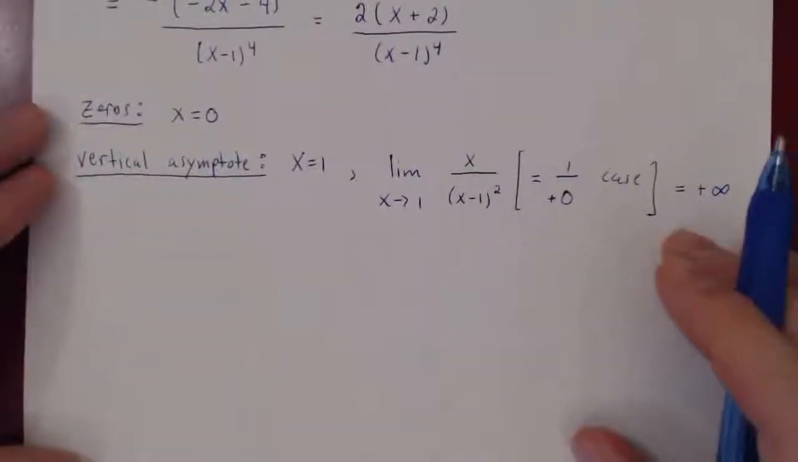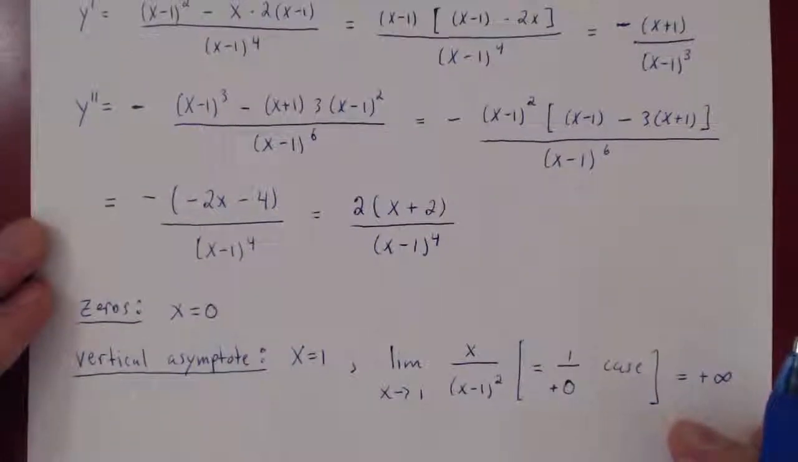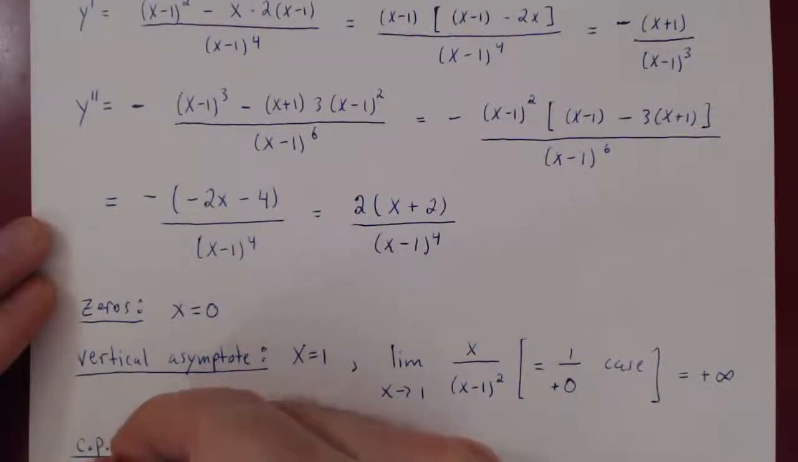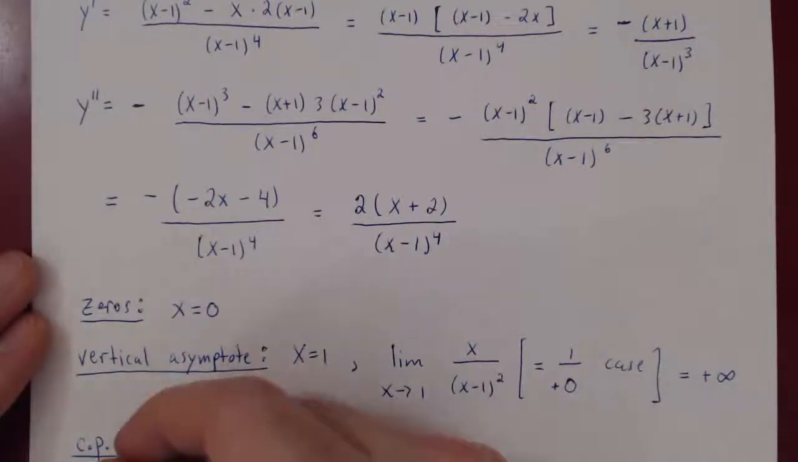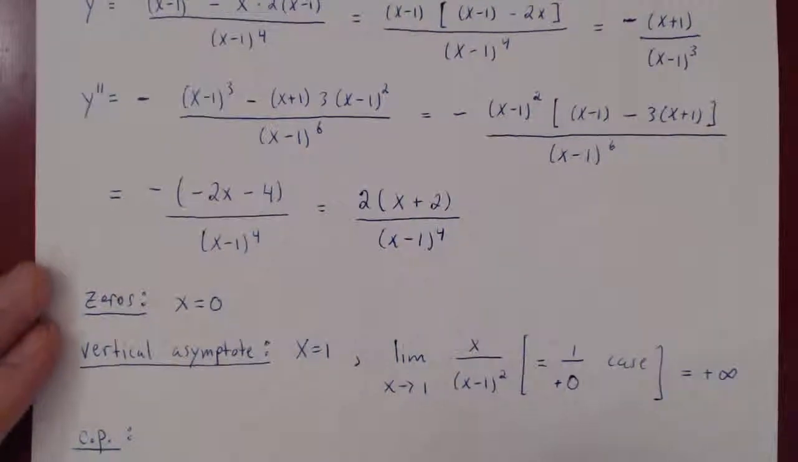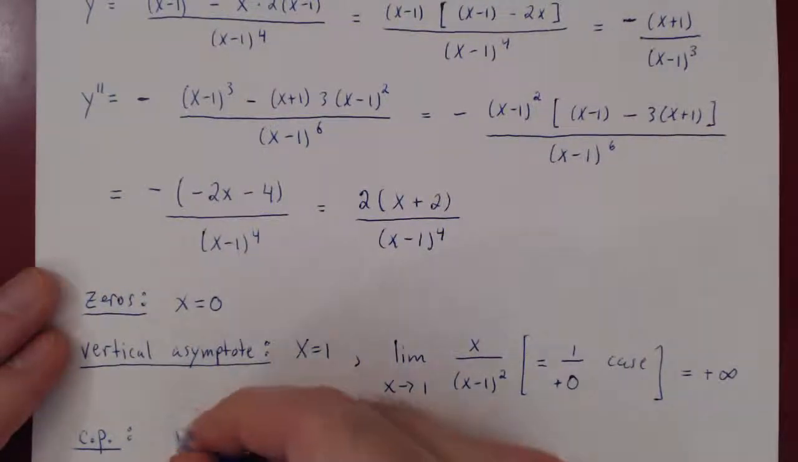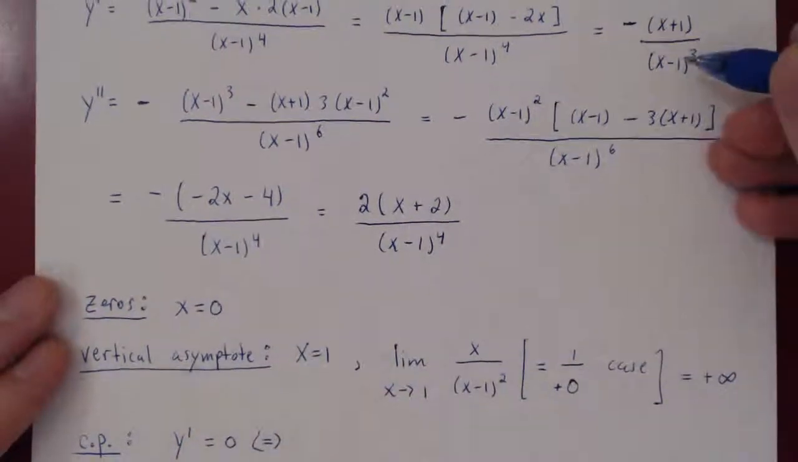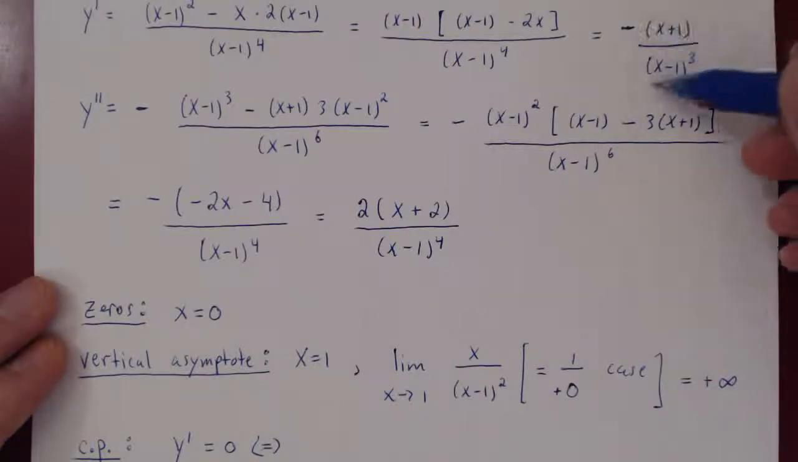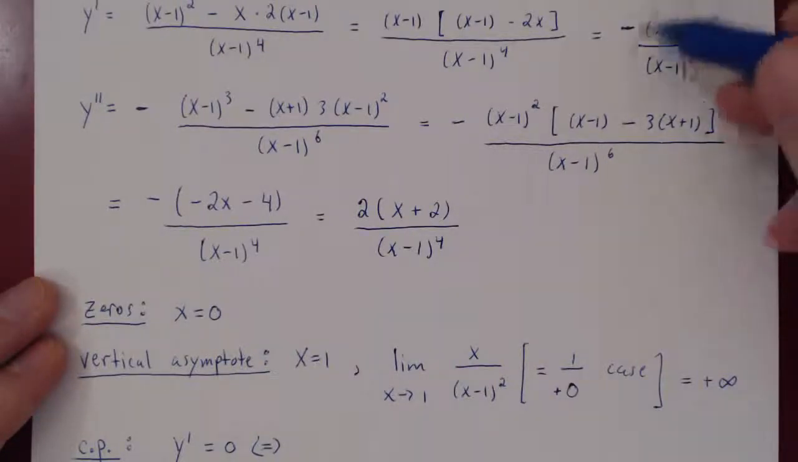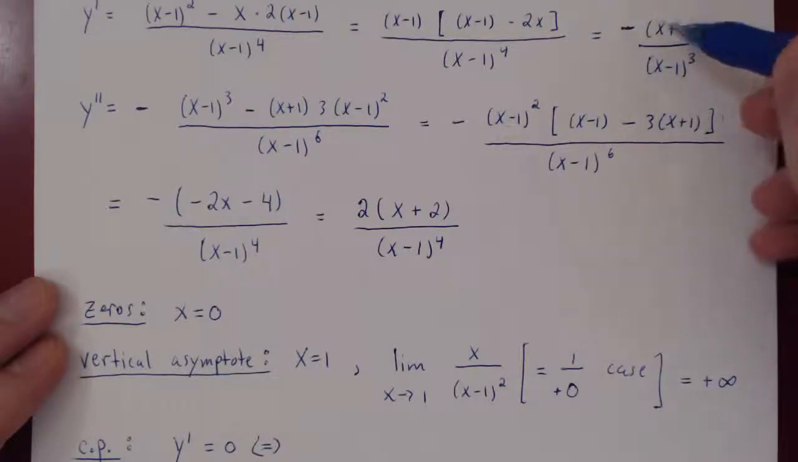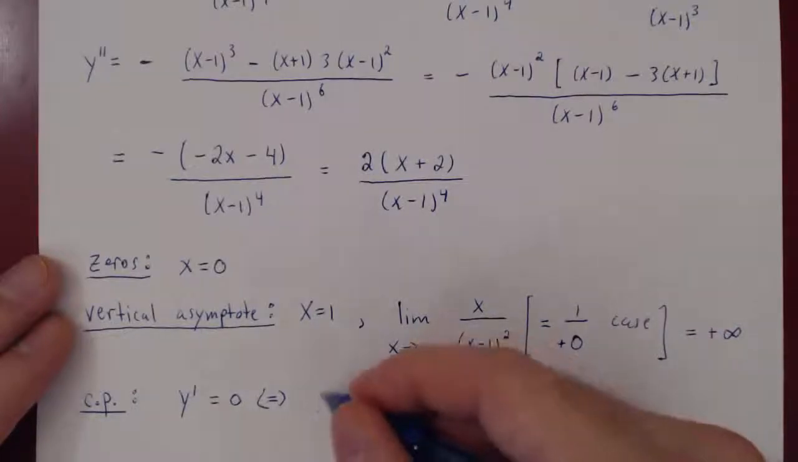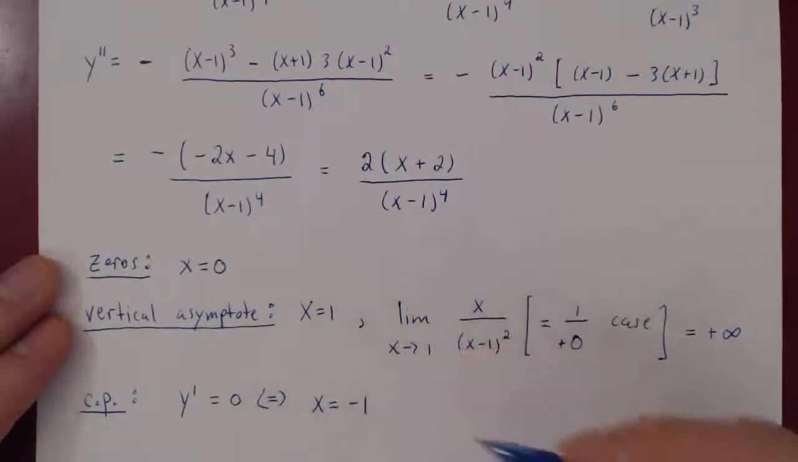We can now look for critical points. Critical points, again, are points where the derivative is 0 or is undefined. So let's look for the derivative being 0 first. If you look, this is your derivative right here. It is a rational function. So the only way for a fraction to be 0 is if the numerator is 0, but x plus 1 is 0 if x is negative 1. So we have our first critical point, x equals negative 1.